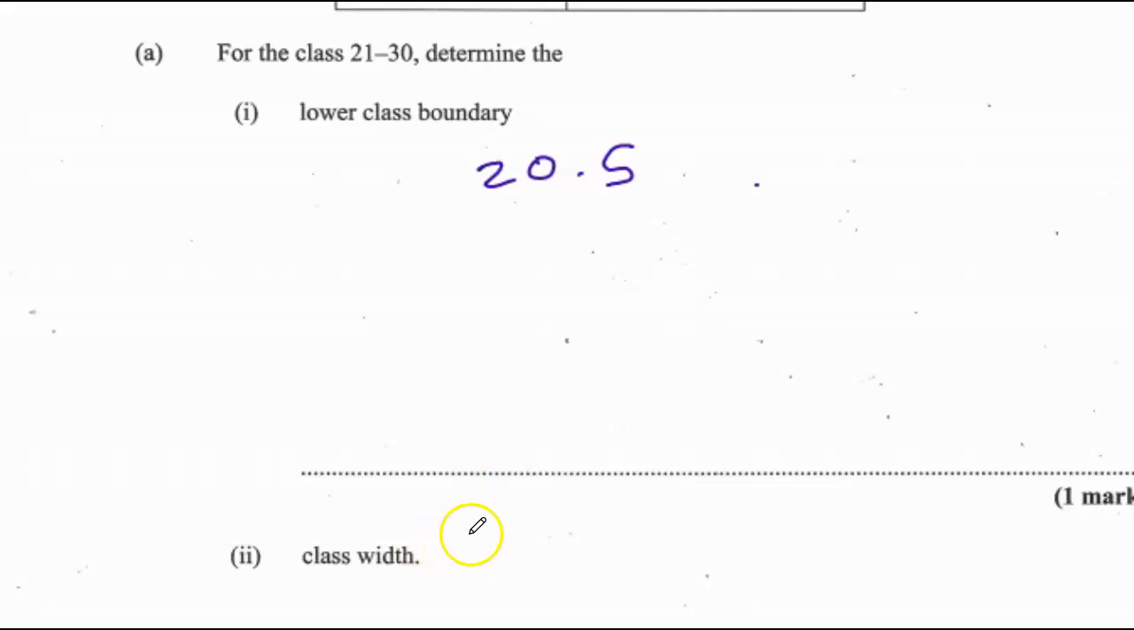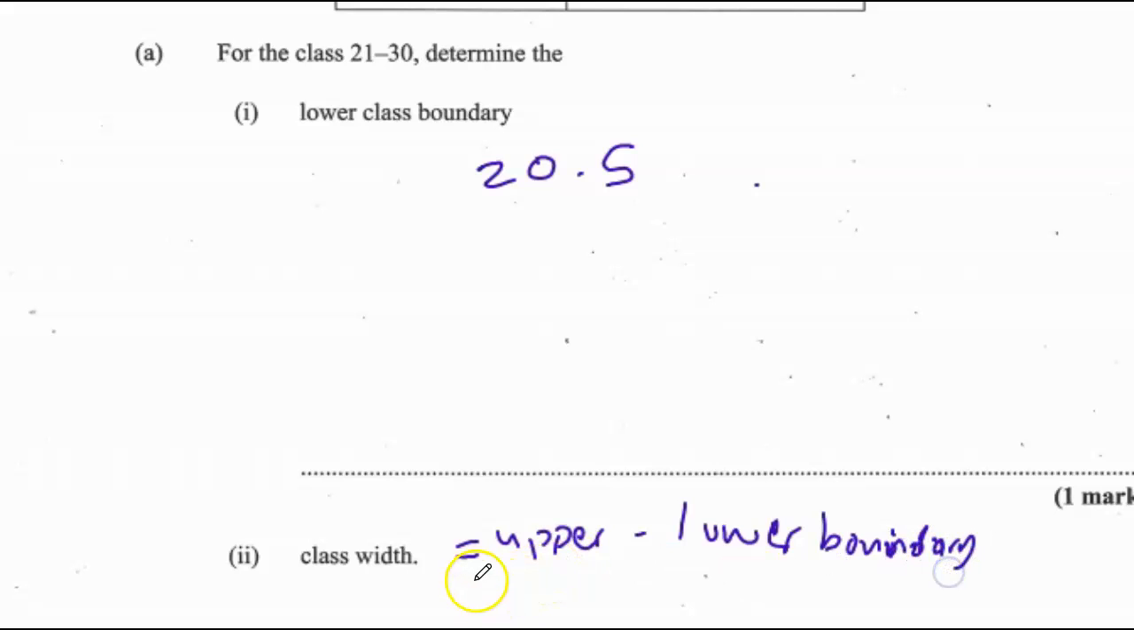We are also asked for the class width, which is the upper minus the lower boundary. I can use any one of them here. The upper is 30.5. The lower is 20.5. So the class width would be 10.